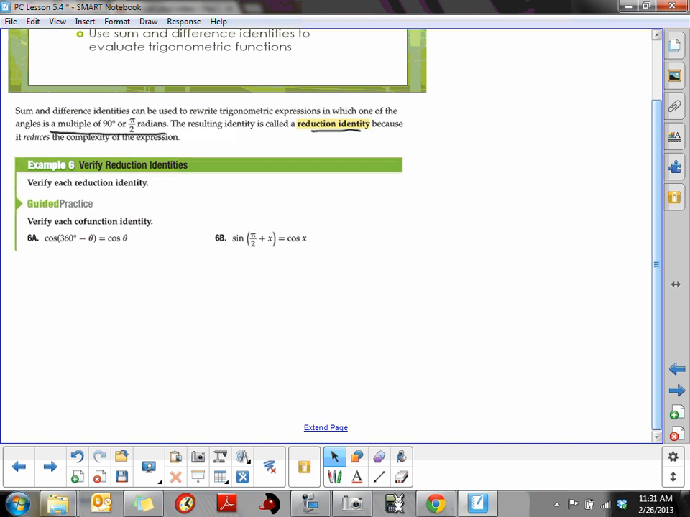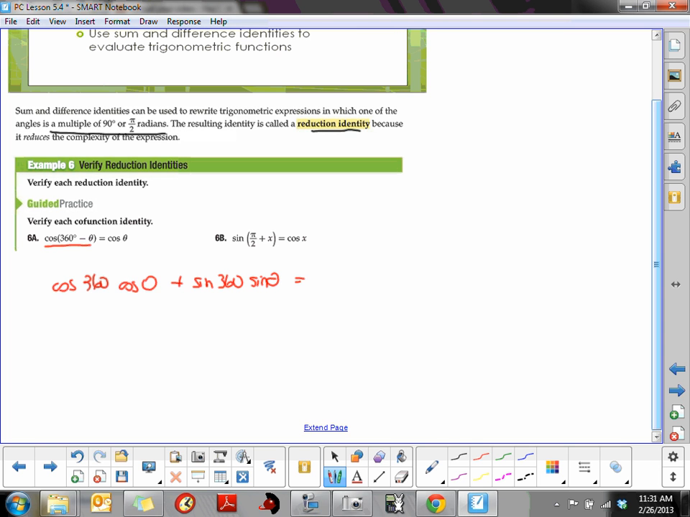So what we're going to do is run through the cosine of the difference. We're going to prove that it's equal to the cosine of theta. So the cosine of the first angle times the cosine of the second angle, then we go plus sine of the first angle, sine of the second angle, and we're hoping that we can get that to reduce to cosine of theta.